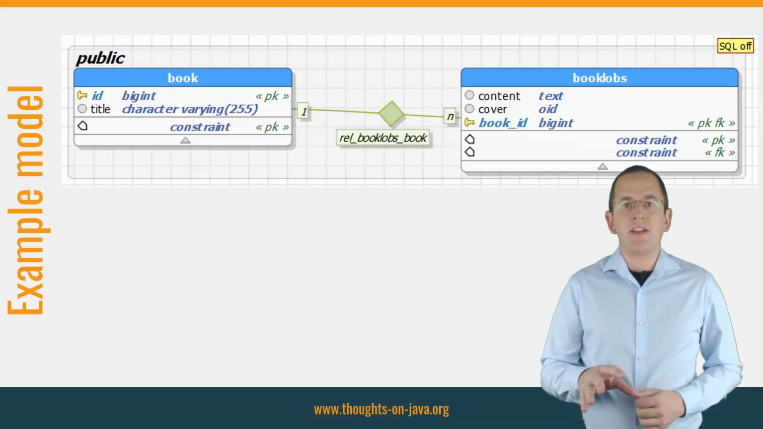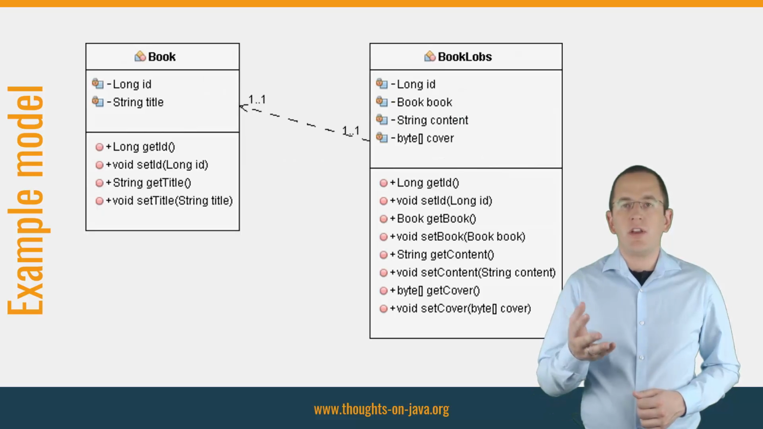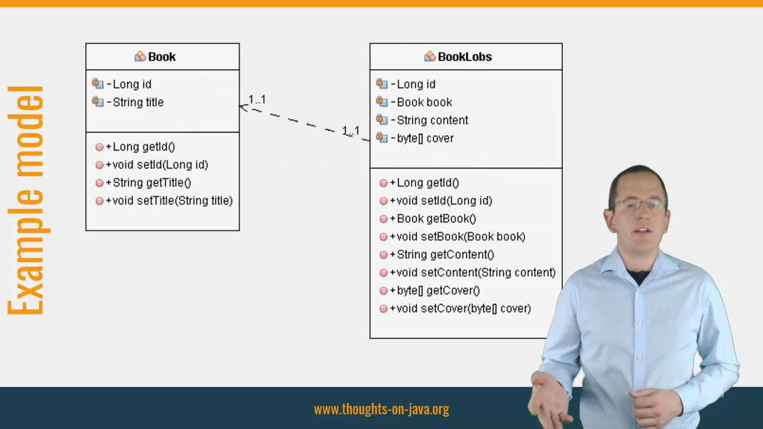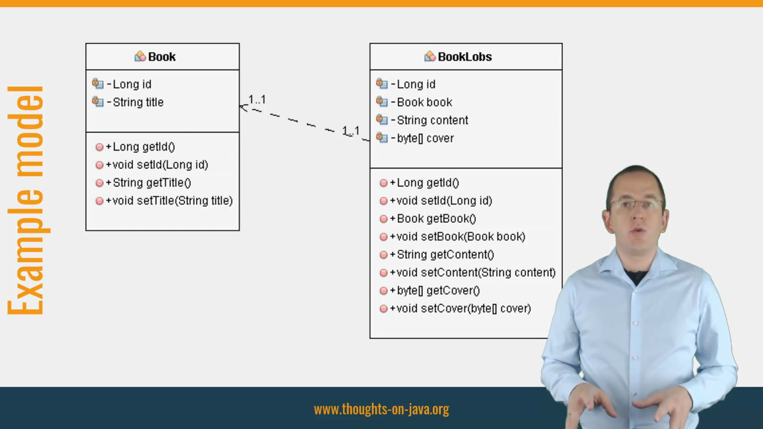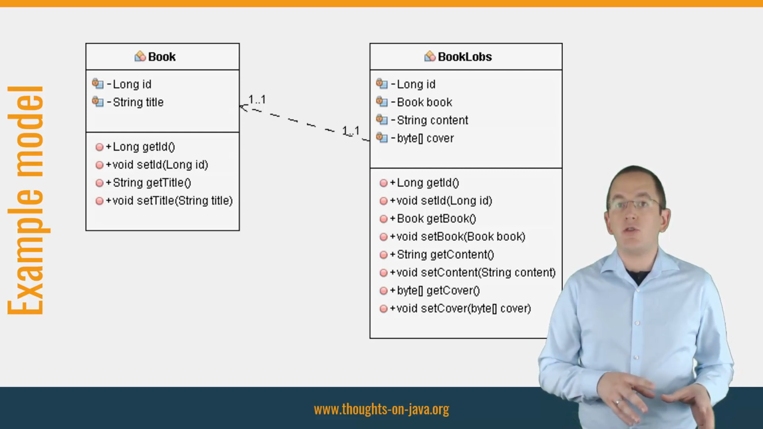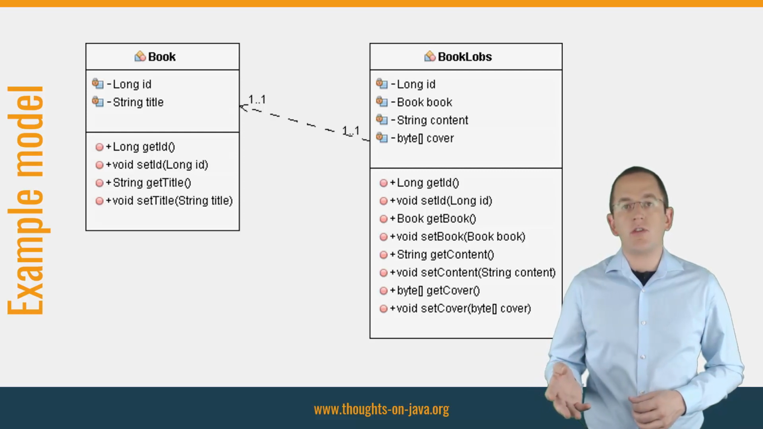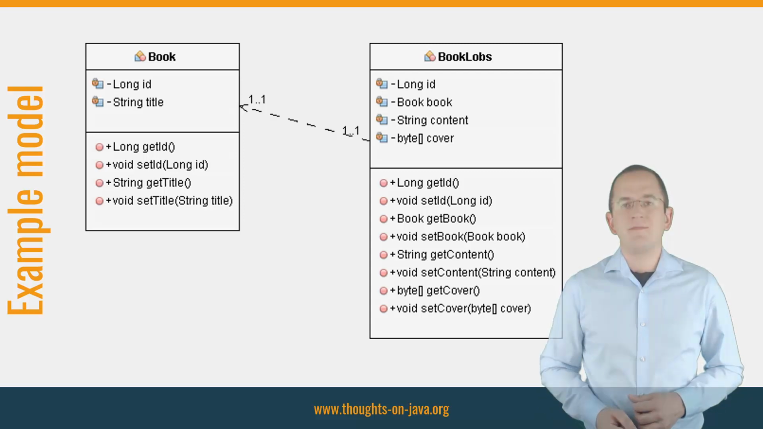The easiest and best way to load LOBs lazily is to store them in a separate table. You can then map the LOBs to a separate entity. That allows you to remove the LOBs from the Book entity and to model a unidirectional one-to-one association with a shared primary key on the BookLobs entity.